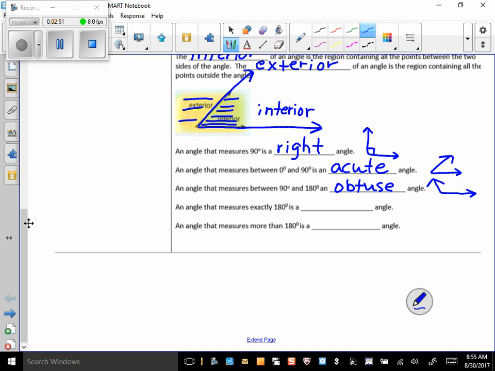And if my angle measures 180 degrees exactly, then we know that's a straight angle. And of course it's still made of two rays. They're just going in opposite directions. So there's my angle measure of 180 degrees. And then if I got an angle that measures more than 180 degrees, we call that a reflex angle. And what that would look like is, let's say, I've got this. That measure right there is greater than 180, so that would be called a reflex angle.